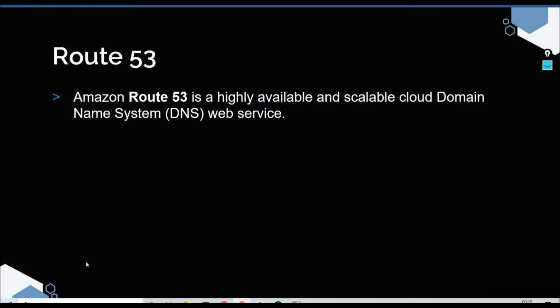So what is Route 53? Route 53 is a highly available and scalable cloud domain name system service provided by AWS. So in simple terms, whenever you go to your browser and you type facebook.com, behind the scenes your browser connects to the IP address of the server where your Facebook application is deployed.